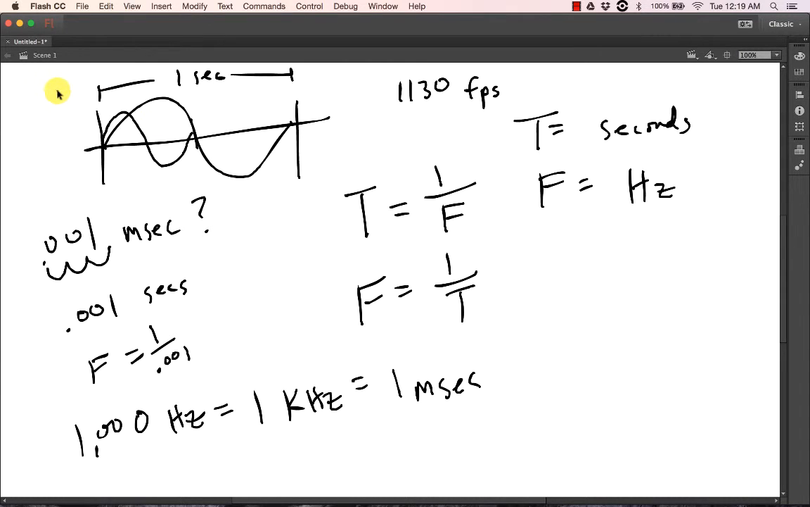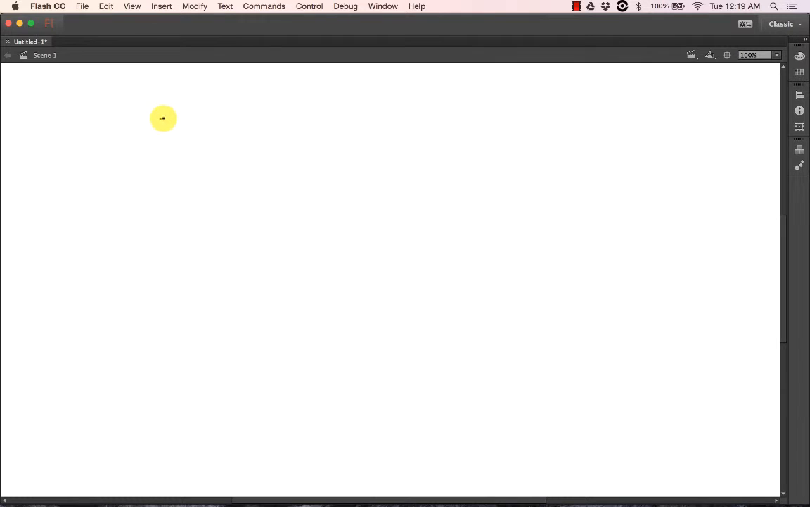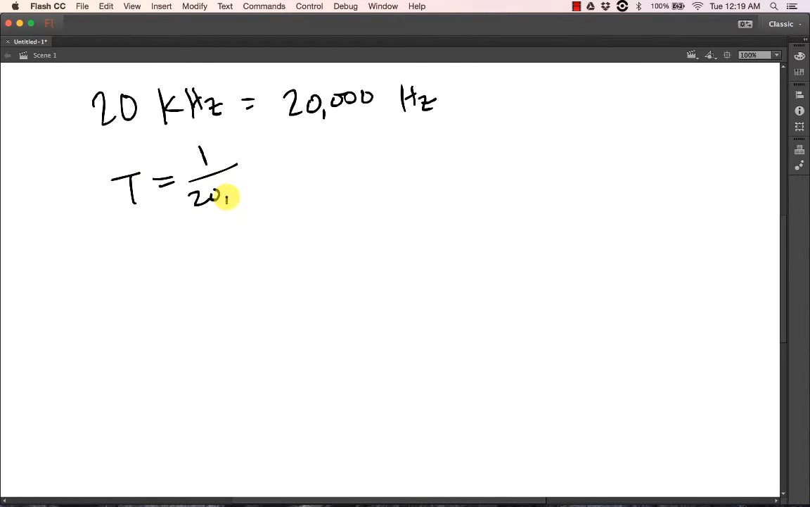Alright. Let's see if we can do it without these equations here, okay? What if we've got a 20 kilohertz frequency? How fast is that sucker going? 20 kilohertz. That's the fastest frequency we can hear. You probably can't hear it anyway, but some people can. Babies, I guess. Well, first of all, let's change that into hertz. So that equals 20,000 hertz. Okay. So time equals 1 divided by 20,000.